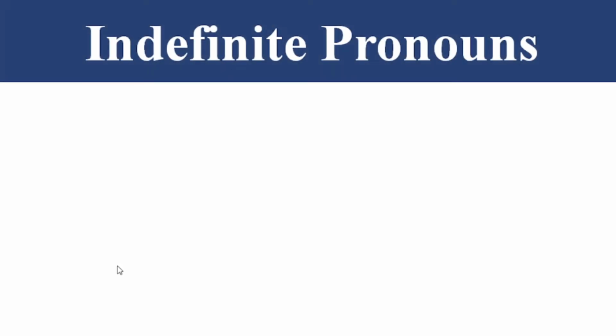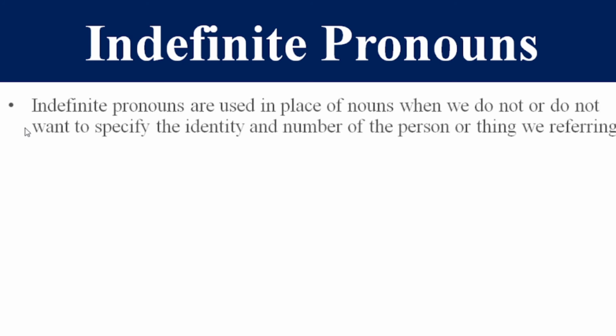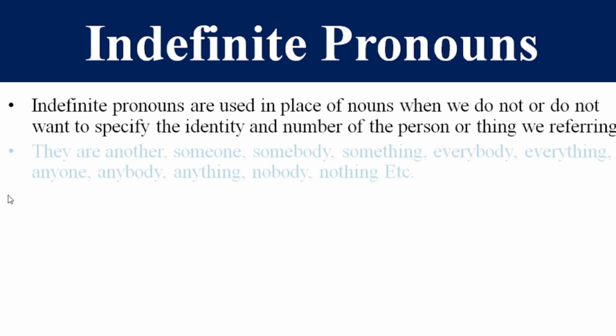Now we'll look at the next type of pronouns, that is indefinite pronouns. Look at the definition. Indefinite pronouns are used in the place of nouns when we do not or do not want to specify the identity and number of person or thing we are referring. So we don't want to emphasize or mention or specify the person or the thing we are referring to in the sentence.